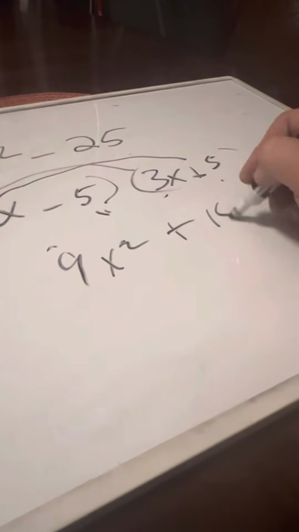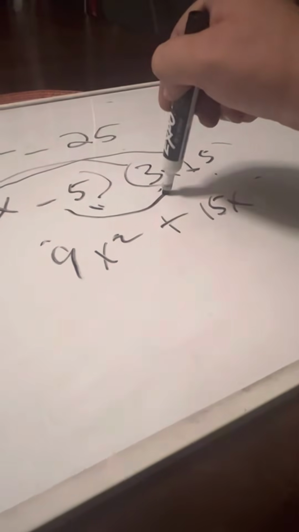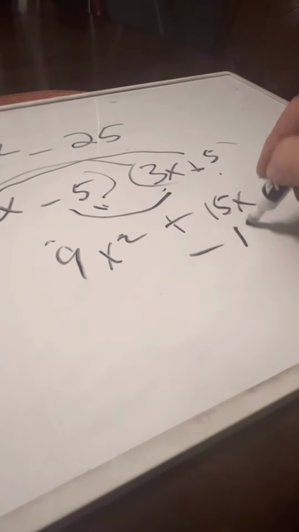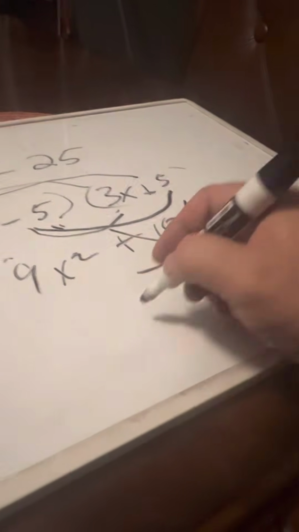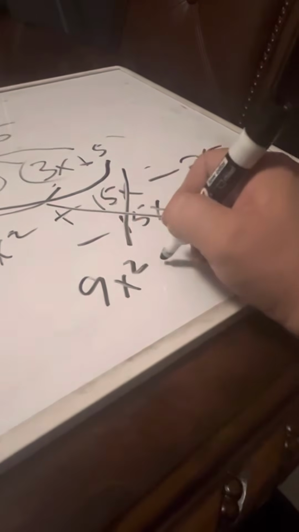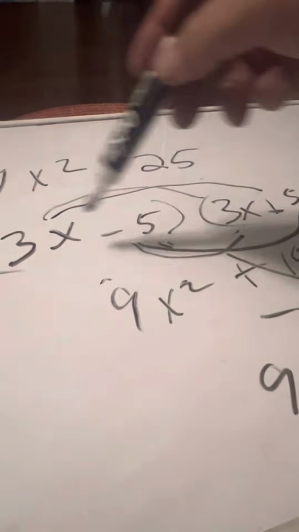Okay, so let's distribute. We have 9x squared, and then let's go over here, plus 15x, and then minus 5 times 3 is negative 15x, and then minus 5 times 5 is negative 25, like that. Those two cancel. And that 9x squared minus 25 is that. So my answer is for sure 3x minus 5, 3x plus 5. That is the answer right there. 3x minus 5, 3x plus 5 is how you factor that.